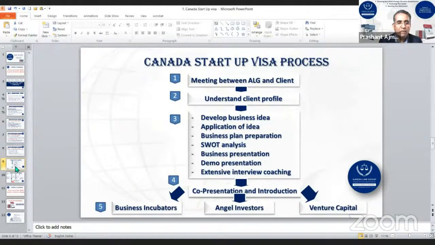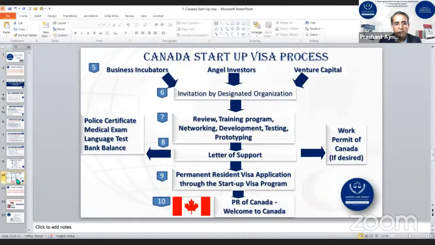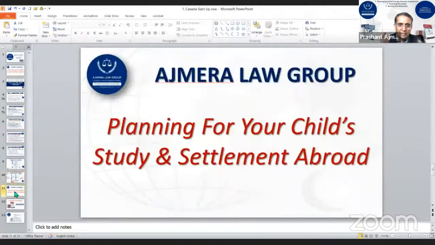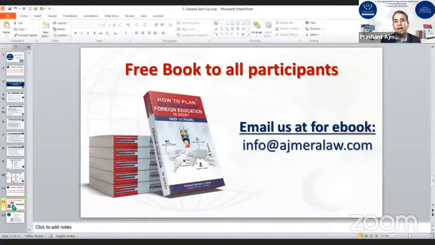This is just the process I have explained about the startup visa program. And once again, as Mayank has mentioned, all these programs are wonderful, but one size doesn't fit anybody. So as a law firm with 30 years of experience, what we do is plan for your child's study and settlement abroad. And those who are physically present at the PHD Chamber of Commerce can pick up the book from Mayank, How to Plan for Your Child's Foreign Education in 2021, Myth versus Reality.